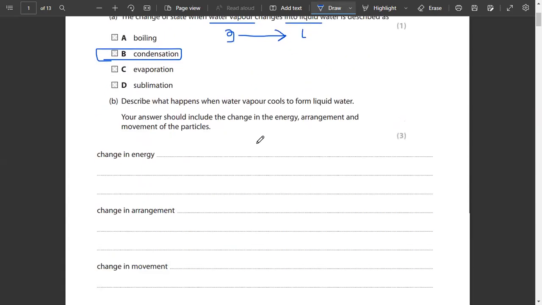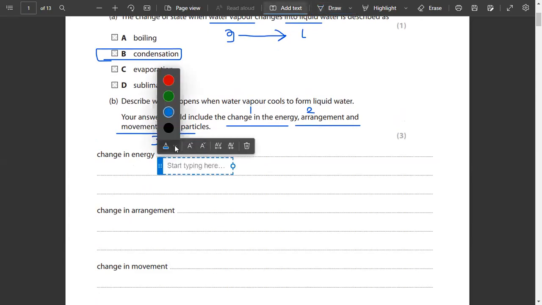Describe what happens when water vapor cools to form liquid water. Your answer should include the change in energy, arrangement, and movement of particles. So we have to literally tell three changes that are taking place during the state change. If we talk about the change in energy first, how is that taking place, what is happening?